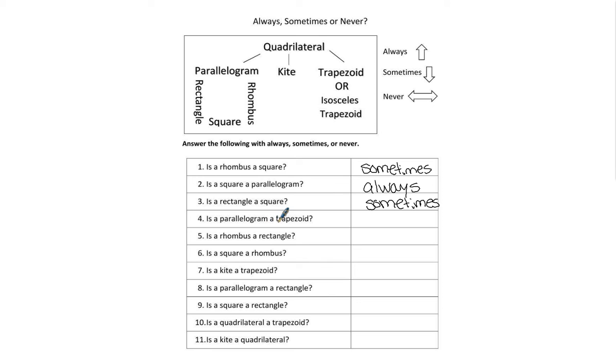Is a parallelogram a trapezoid? Well, parallelogram's here and trapezoid's over here, which means we're going side to side, and side to side means never. So a parallelogram will never be a trapezoid. Then we have a rhombus. Is a rhombus a rectangle? Well, rhombus is here and rectangle is here, and that means we're going side to side. So if we're going side to side, that means never. So is a rhombus a rectangle? No, it'll never be a rectangle.